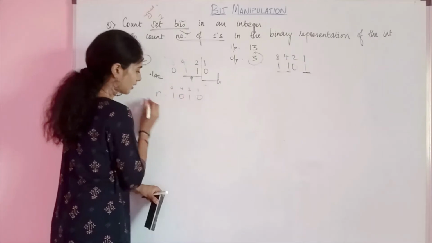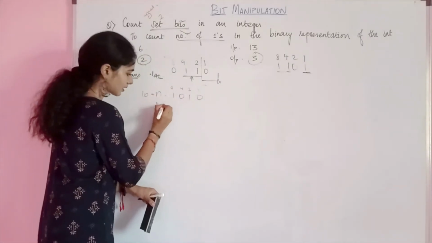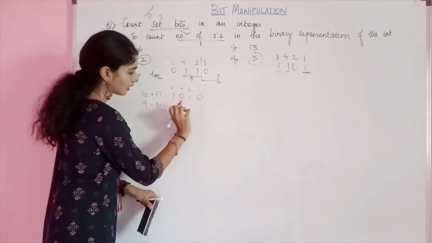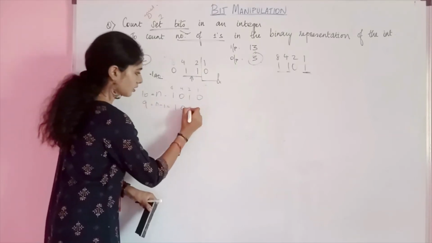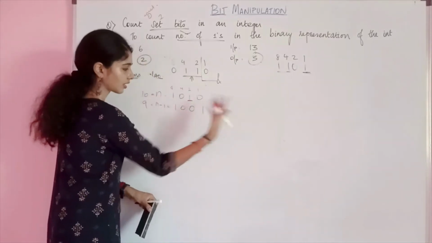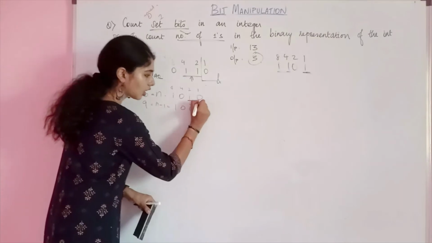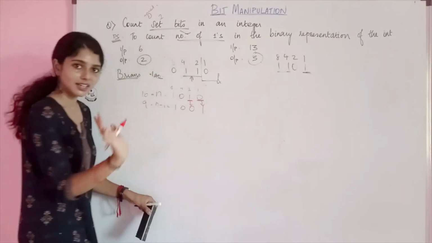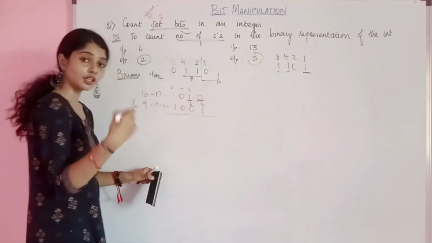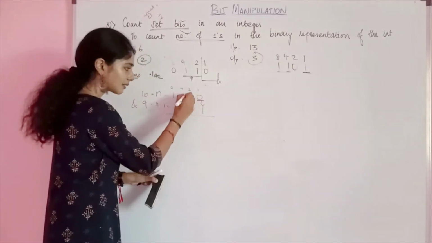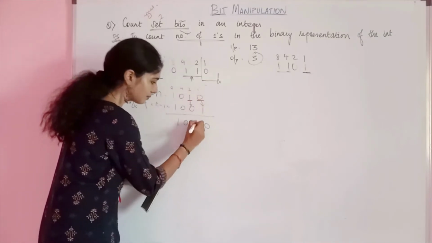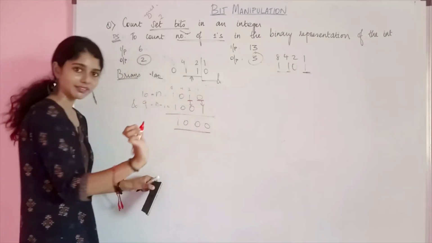So what is it basically? N is 10. Then we consider n minus 1, that is 9. So what do you notice? Again, the rightmost set bit is changed along with every other bit towards its right. Now I am using the AND operation. So what should happen? The rightmost set bit must become unset. You have to get this.